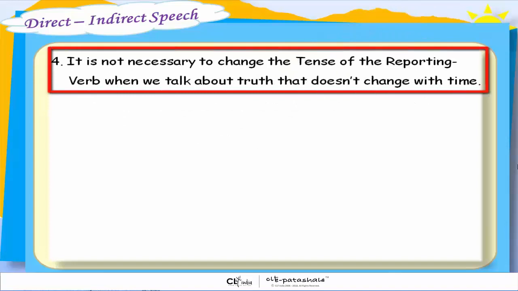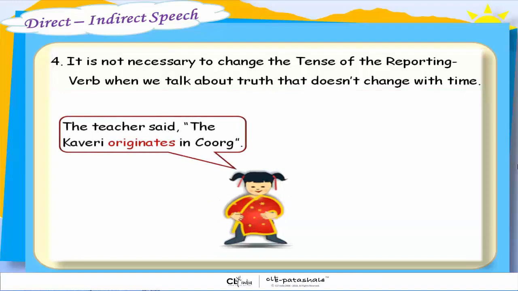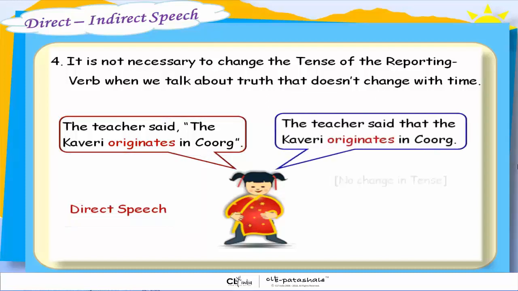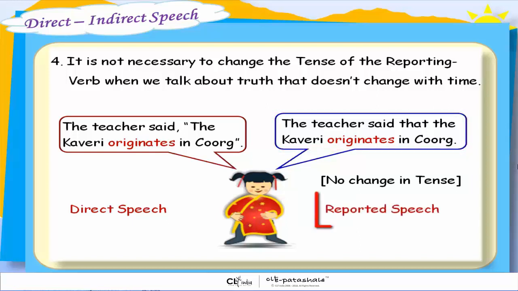It is not necessary to change the tense of the reporting verb when we talk about truth. That doesn't change with time. For example, the teacher said, the Kaveri originates in Coorg. This is the direct speech. The teacher said that the Kaveri originates in Coorg, so there is no change in the tense here in the reported speech.